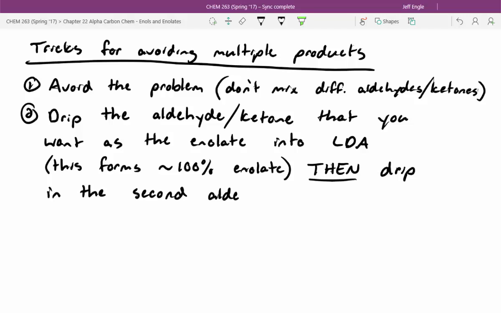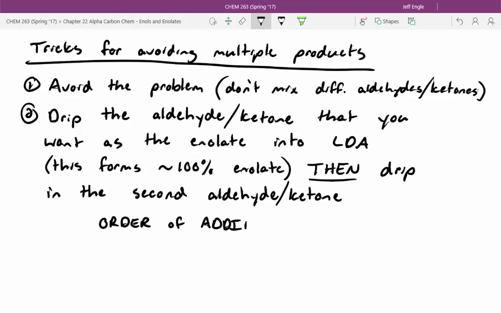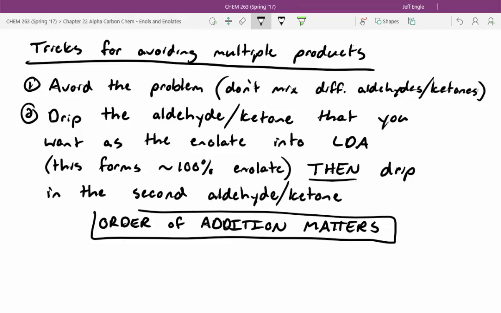So after you've made your 100% enolate, then you drip in your second aldehyde or ketone. The main thing to pay attention to is that the order of addition matters. So if I give you a synthesis problem, you have to pay attention to what's going in as your starting material and then what's going in step 2 or step 3 and so on. So make sure you pay attention to your order of addition.